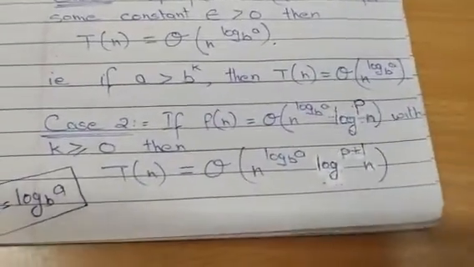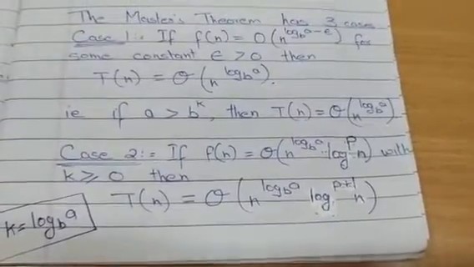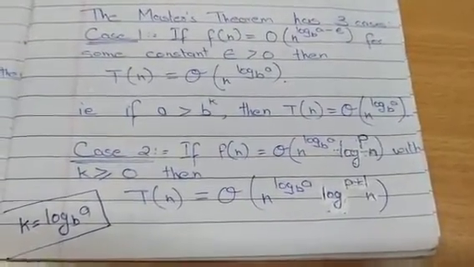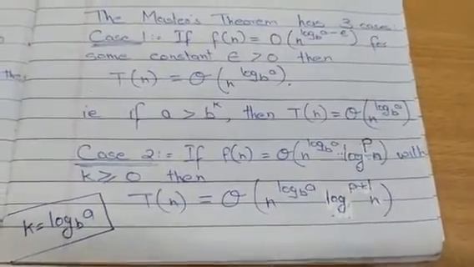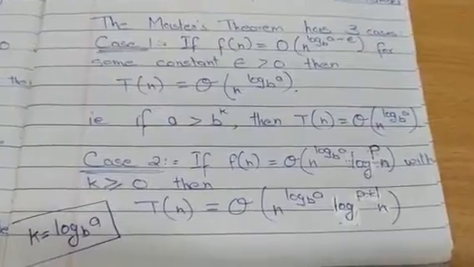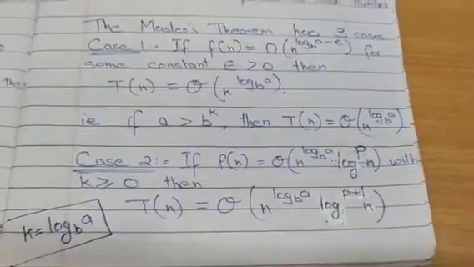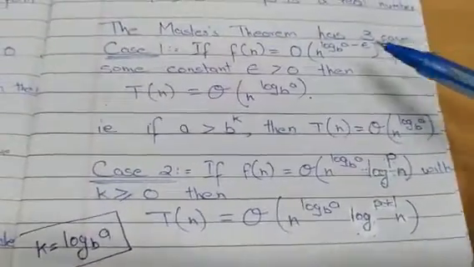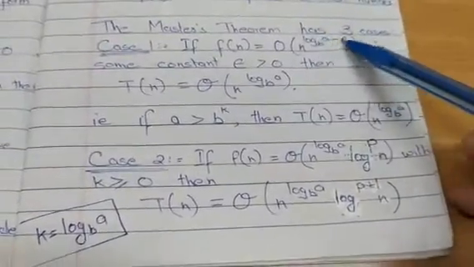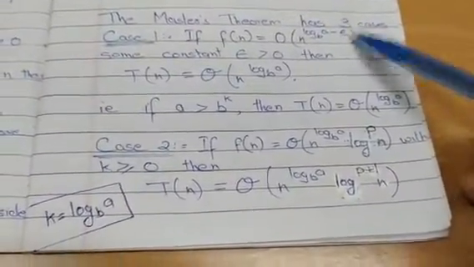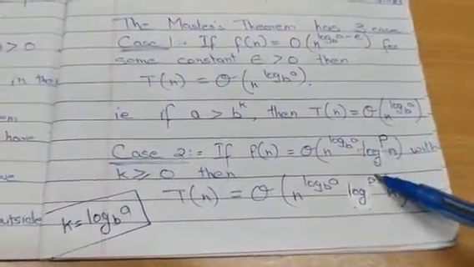Now, case 2: you can understand it more when we come to examples. Case 2 is, if f(n) is equal to theta of n^(log a to the base b) log^p n, with k greater than or equal to 0, then... that is, in the previous case f(n) was n raised to some log a to the base b minus sigma. Now, here there is no sigma but there is a log element also along with this.